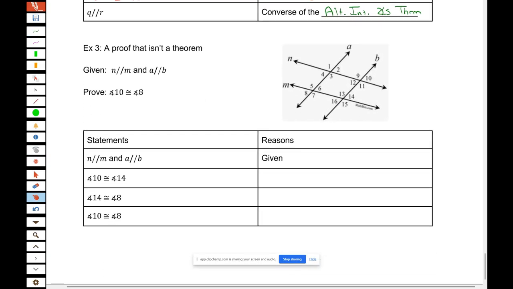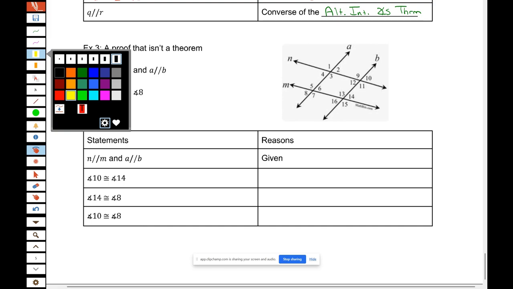All right, our last proof is a really simple one, and it's one that's not even a theorem. It's just practicing doing a random proof that has been made up. This picture came online with all the angles numbered, but we don't need them all. So I'm just going to highlight the ones that we do want to focus on using.